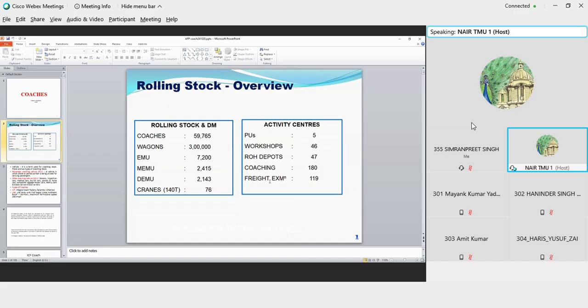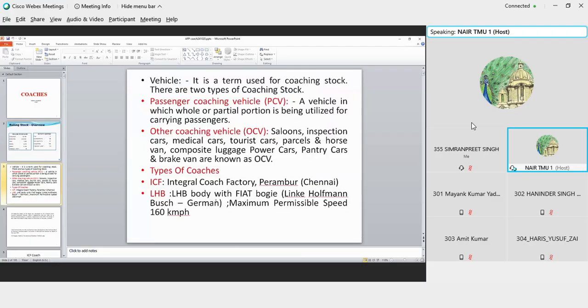In this 70,000, we also have something called electrical multiple units, mainline electrical multiple units, diesel electric multiple units. So these are small numbers. What exactly they are, we'll see. Before this, there are some definitions. So these coaches are divided into PCVs and OCVs. PCV is a passenger coaching vehicle, a vehicle which you are using for traveling of passengers. And other coaching vehicles are like your saloons, your inspection cars, your tourist cars. They are defined as other coaching vehicles.